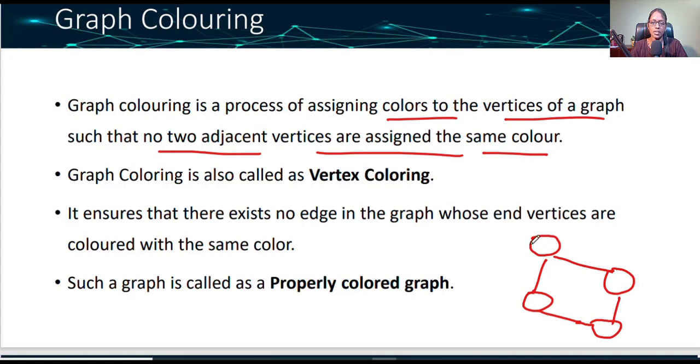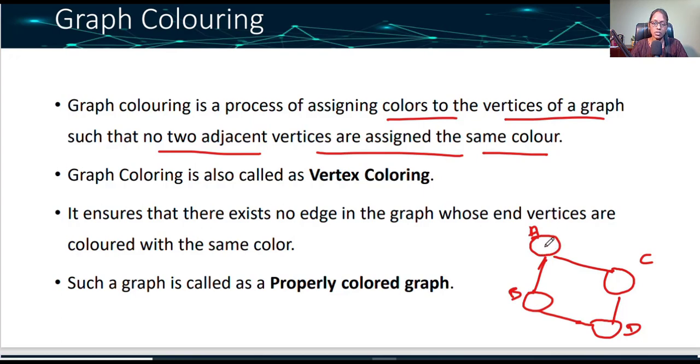In graph coloring, what is the adjacent vertex of A? So this is A and this is B and this is C and this is D. No two adjacent vertices are assigned the same color, so this should not be the same. A and B are neighbors, right? And these are also called adjacent vertices. These adjacent vertices should not be the same color.